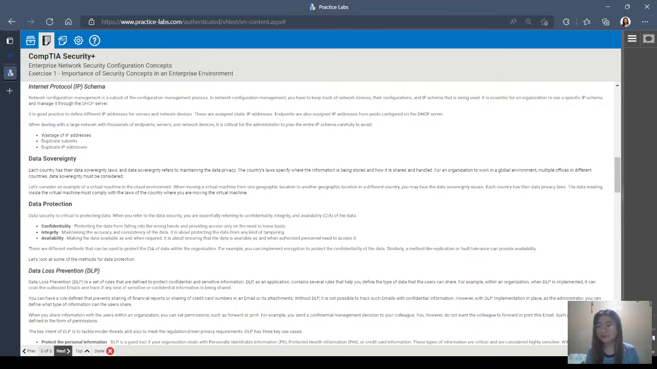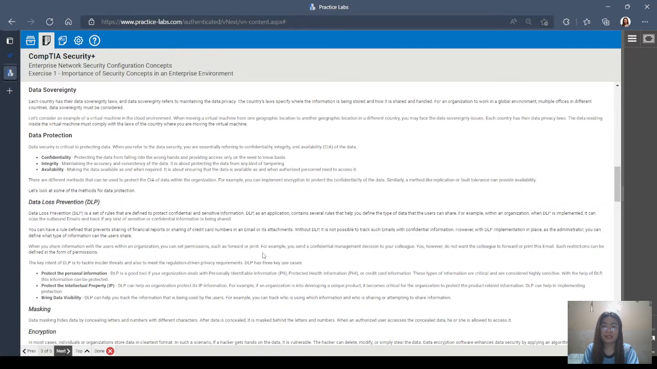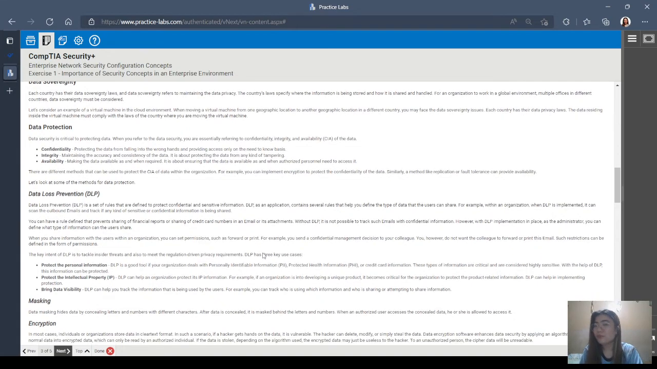Data sovereignty. Each country has its own data laws, and data sovereignty refers to maintaining data privacy. The country's law specifies where the information is being stored, and how it is shared and handled. For an organization to work in a global environment with multiple offices in different countries, data sovereignty must be considered.